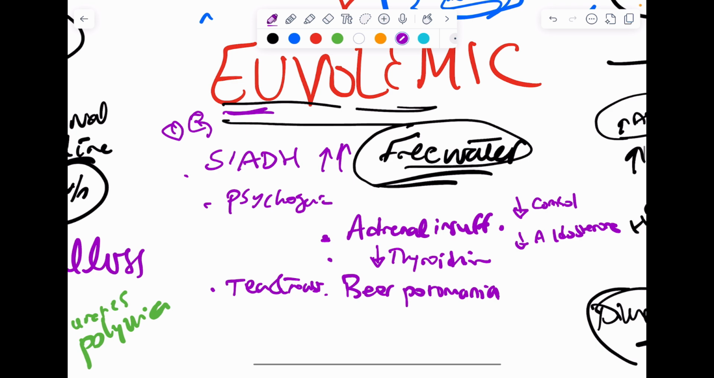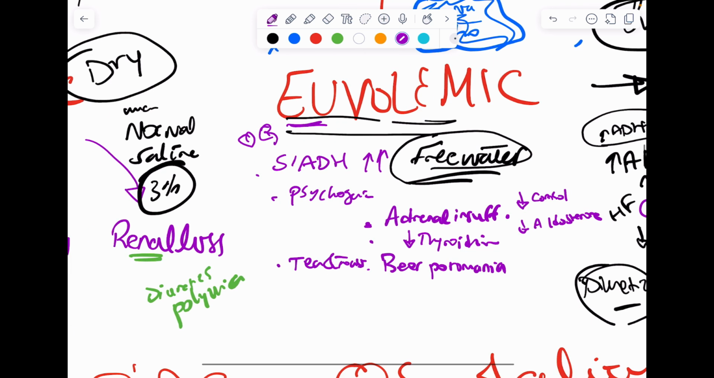Now, how do you figure out these conditions? You can simply suspect that this is the case if the patient is euvolemic and you do urine sodium and urine osmolarity, as I'm going to mention later, plus those tests. You can test for thyroid functions, T3, T4, TSH. You can test for cortisol in the morning. You can test for ADH levels in the blood, right?